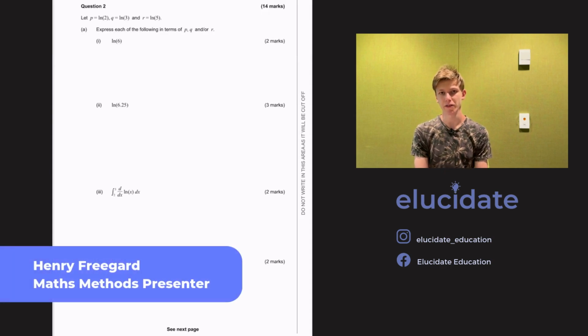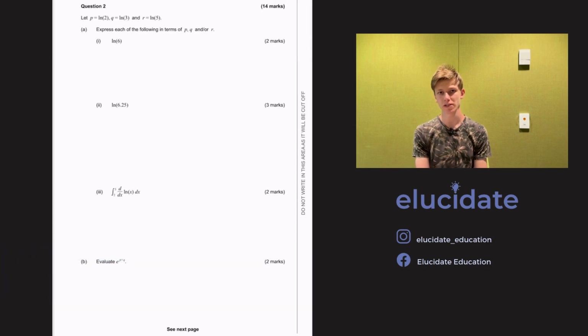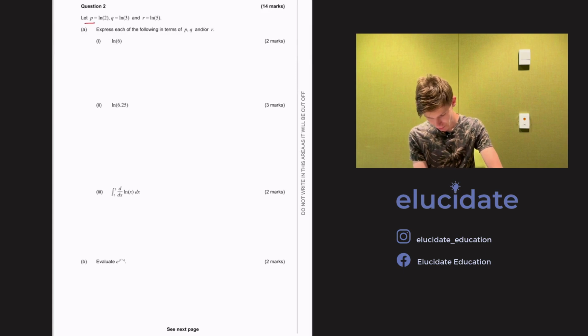Okay, so question 2. This one is a question that's based about log laws. So we've got these expressions here for a couple of logs. We've got P, we've got Q, and we've got R. And we're asked to express each of these in terms of P, Q, and R.